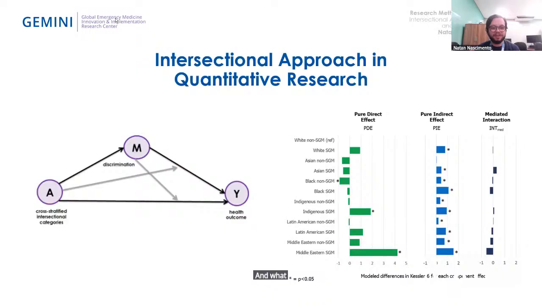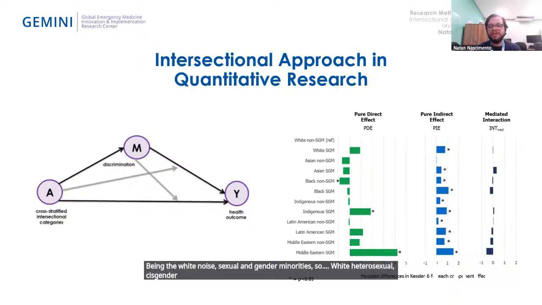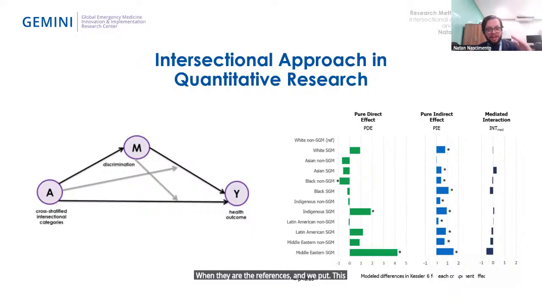And what this intersectional analysis is showing us is, when we put those that are moderated the least by discrimination, meaning those that suffer less from discrimination, the white non-sexual and gender minorities, so white heterosexual cisgender people, as the reference, and we put this mediation in this group, all the others have some type of difference, but only 3 have a significant pure direct effect. Black non-sexual and gender minorities will feel less discriminated than white non-sexual and gender minorities when we account for the moderation of discrimination. In the same way, Indigenous and Middle Eastern sexual and gender minorities have more discrimination coming.